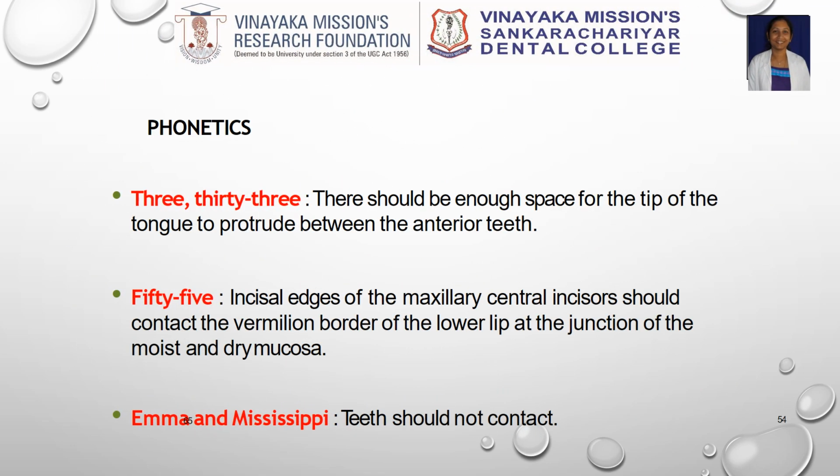The phonetics of the patient is verified. Ask the patient to say 33 and 30s. If there is enough space for the tip of the tongue to protrude between the anteriors, it is fine. The patient is asked to say 55. Here, the incisal edge of the maxillary central incisor should contact the vermilion border of the lower lip. Again, this will help to determine the height.